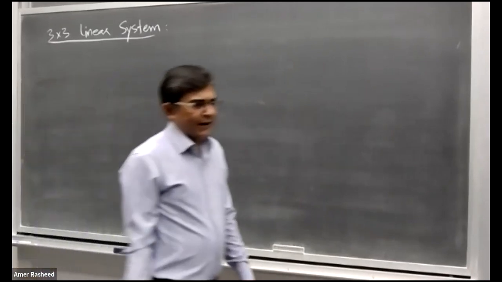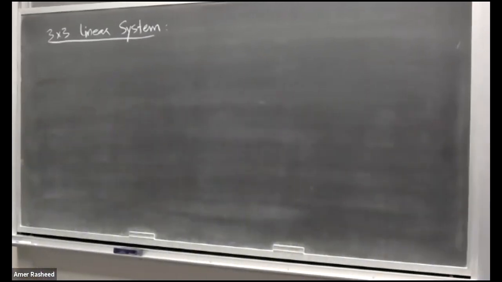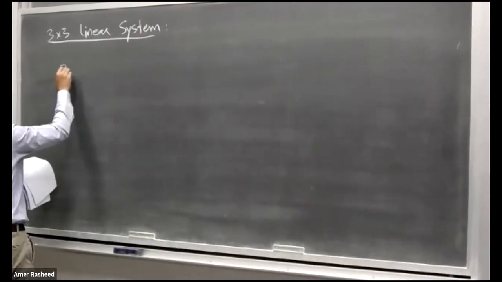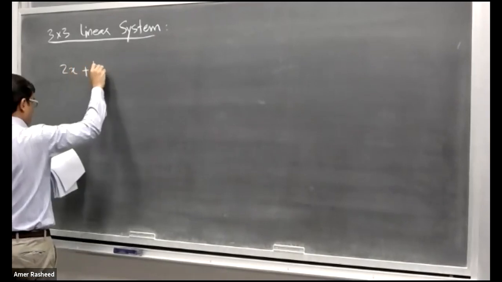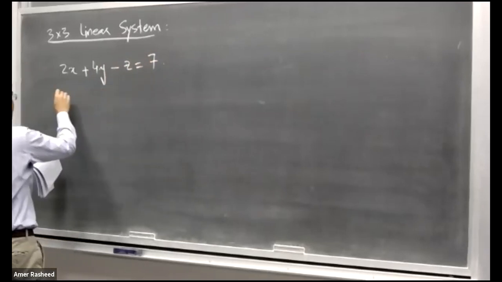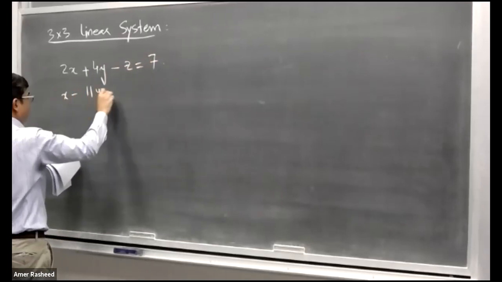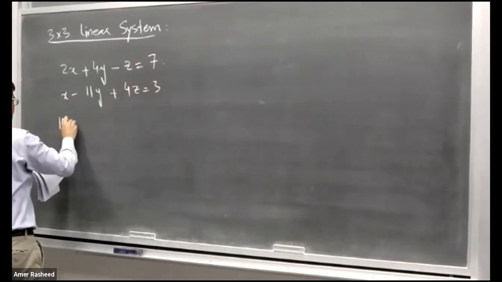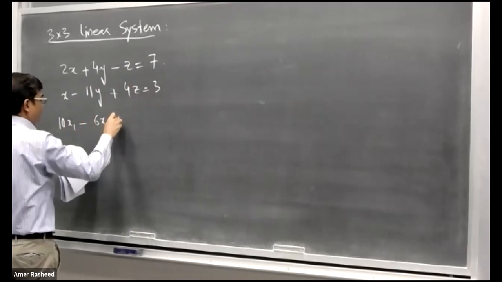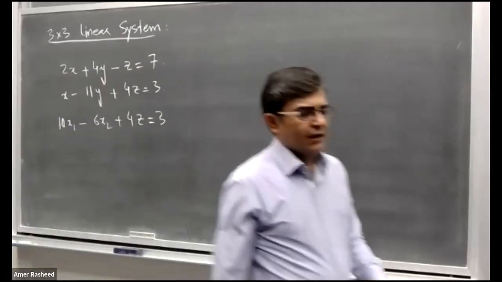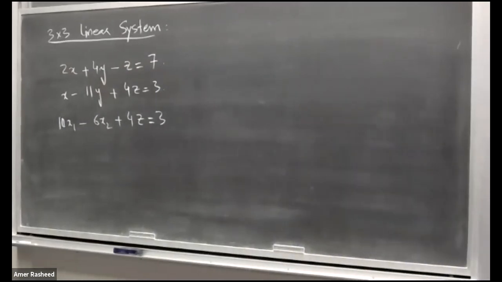Now, let us have a linear system of this kind, maybe 2x plus 4y minus z is equal to 7, x minus 11y plus 4z is equal to 3, and then 10x minus 6y plus 4z is equal to 3 again. So this is a linear system in 3 equations and 3 unknowns.